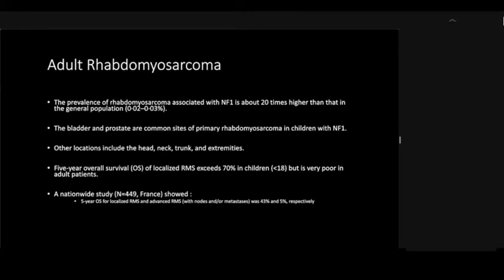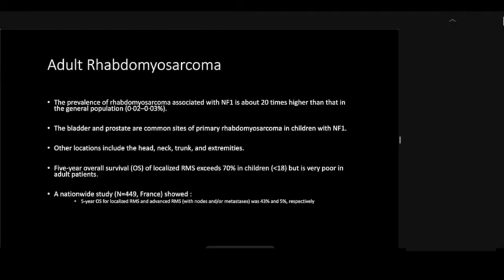The bladder and prostate are the most common sites of involvement in children, and these are followed by the head and neck, trunk, and extremities. The 5-year overall survival for a localized rhabdomyosarcoma is greater than 70% in children who are under 18 and is very poor in adult patients. One of the largest studies conducted in France with N of 449 people demonstrated that 5-year overall survival for patients with localized and advanced disease was 43% and 5% respectively.